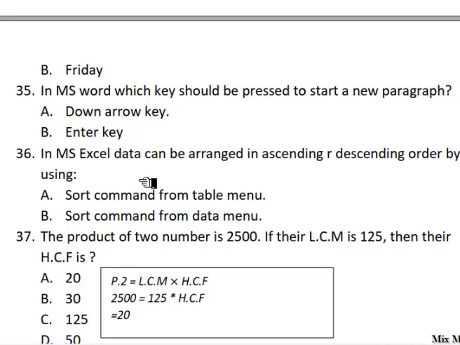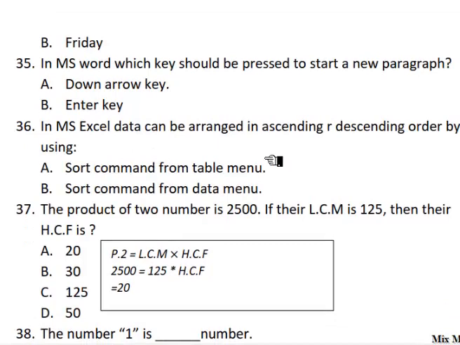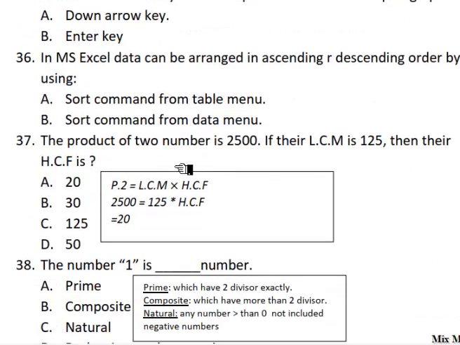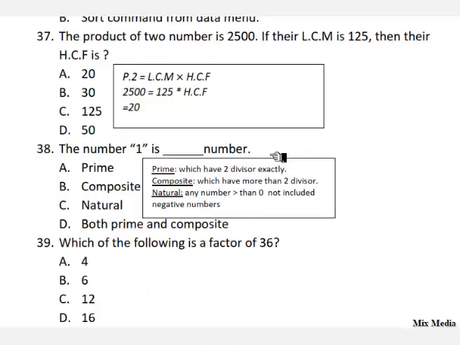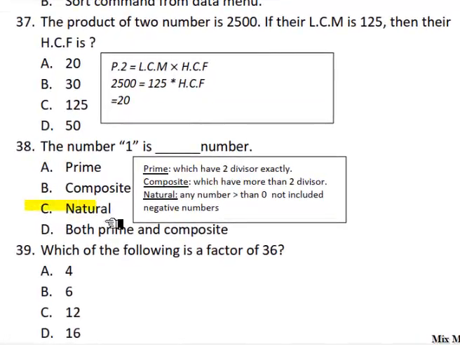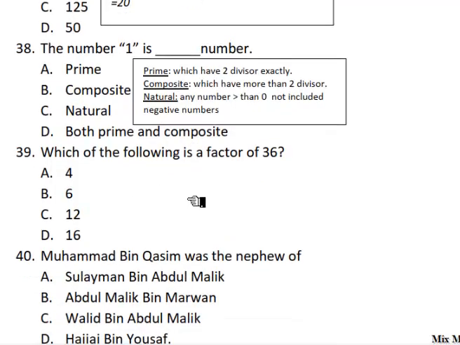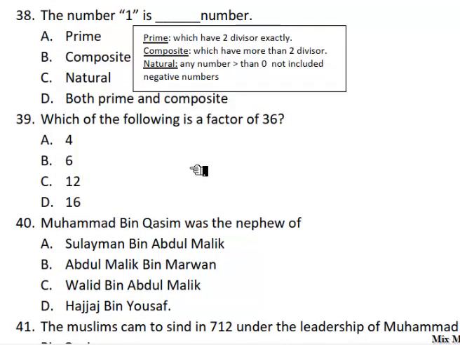36. In MS Excel, data can be arranged in ascending or descending order by using the sort command from data menu. 37. The product of two numbers is 2500. If their LCM is 125, then their HCF is, the correct option here is 20. Question 38. The number 1 is dash number. It's a natural number. Any number greater than 0, not including negative numbers. Question 39. Which of the following is a factor of 36? 16 is a factor of 36.